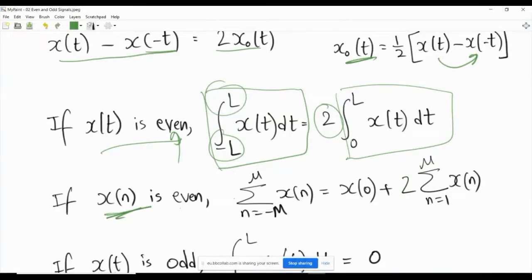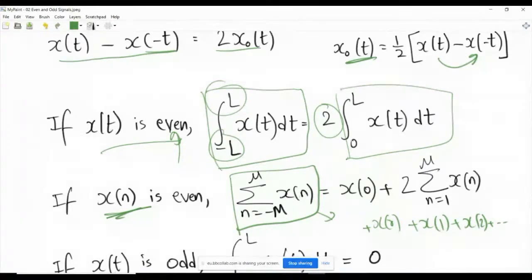If we are talking about a sequence, and you are summing from minus big M to big M, this sequence has x of 0, so there is a term corresponding to n equals 0. Then there is x of 1 plus x of 2, all the way up to x of big M. And then, of course, when the index is negative, we have x of minus 1, x of minus 2, and so on. So this is the summation from small n equals minus big M to big M.